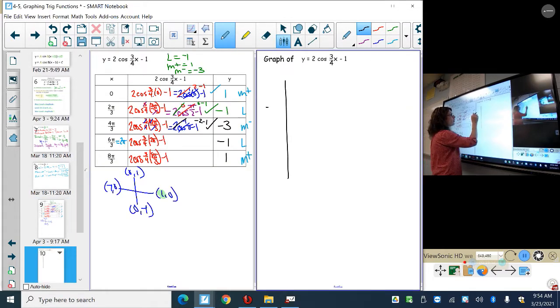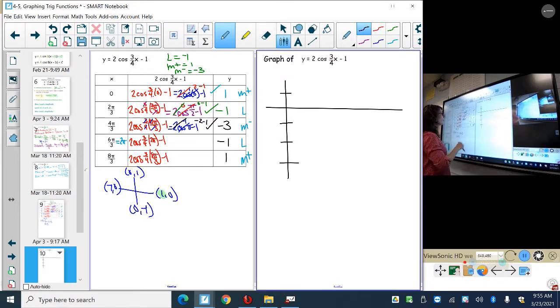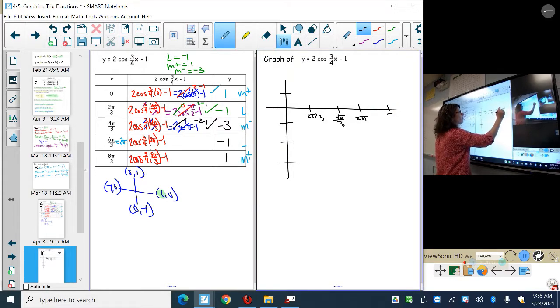If I go ahead and graph this function, the graph is going to look like this. I have a height of 1, 0, -1, -2, -3. There's my graph. That's my height and my depth. And I'm going to put on here 0, then 2 pi over 3, then 4 pi over 3, then 2 pi, and lastly 8 pi over 3. So at 0, I'm going to have the point 1. At 2 pi over 3, I'm going to have the point -1. At the point 4 pi over 3, I'm going to be at -3.